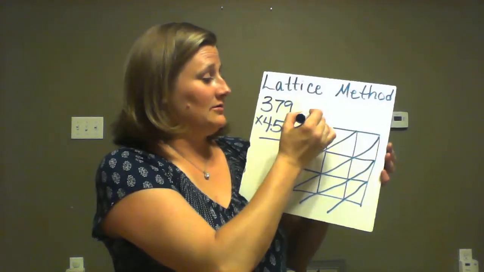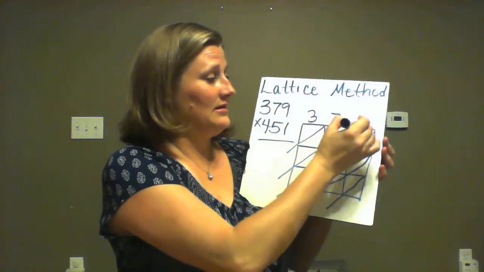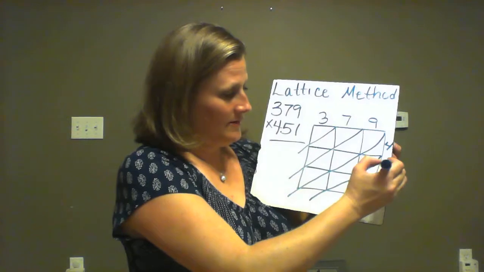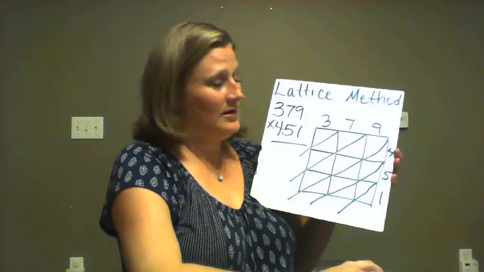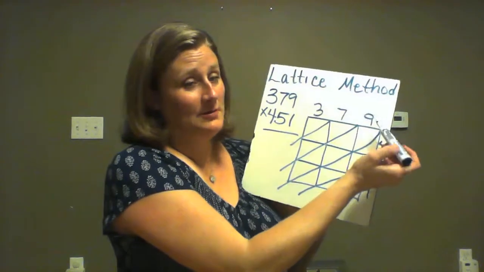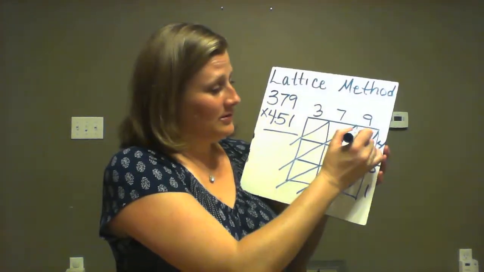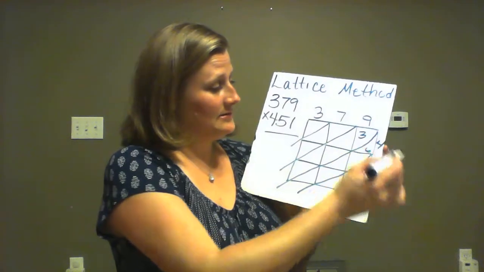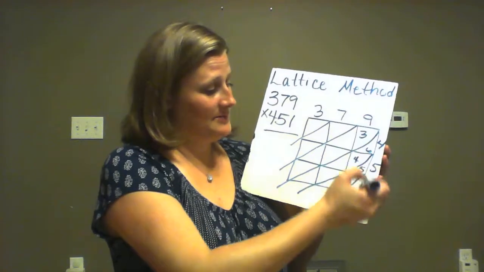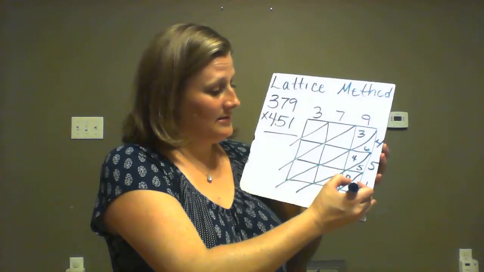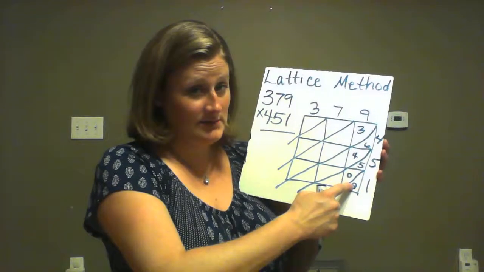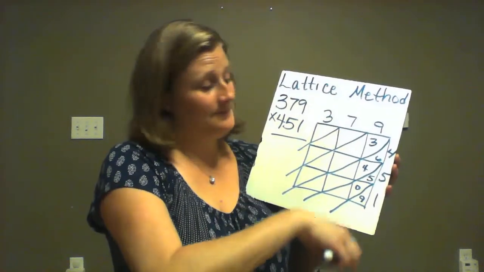Let's put in our numbers. Okay, 3, 7, 9 across the top, and 4, 5, 1 across the side. And now let's do our multiplication. 9 times 4 is 36. 9 times 5 is 45. 9 times 1 is 9. Make sure anytime you only have a ones that you put a 0 in the tens.